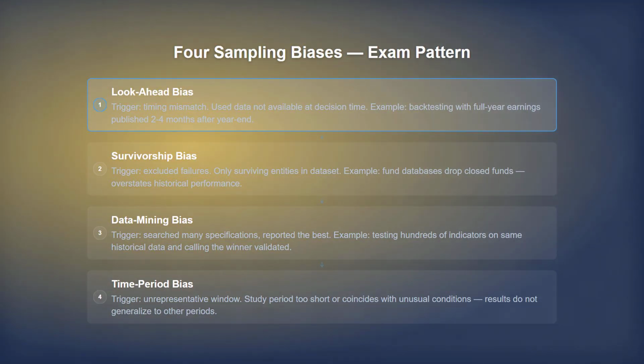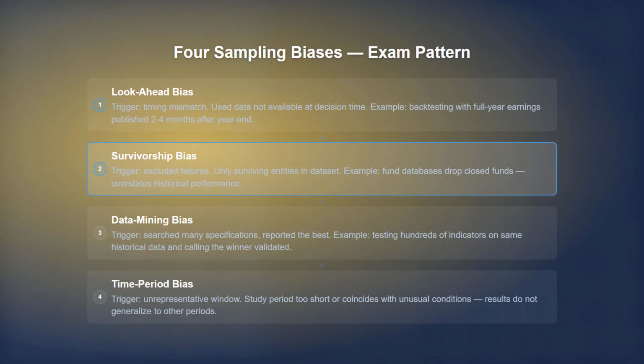Look-ahead bias: using information that was not available at the time the decision would have been made. The trigger phrase: timing mismatch. A backtest using January earnings data published in March, that is look-ahead bias.